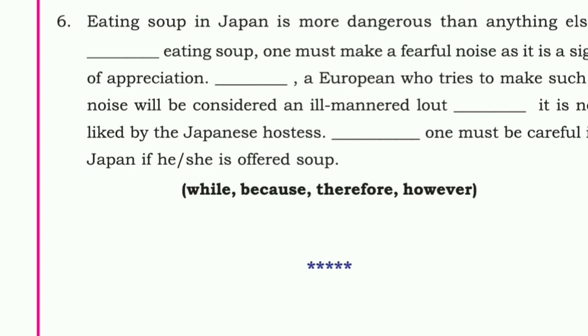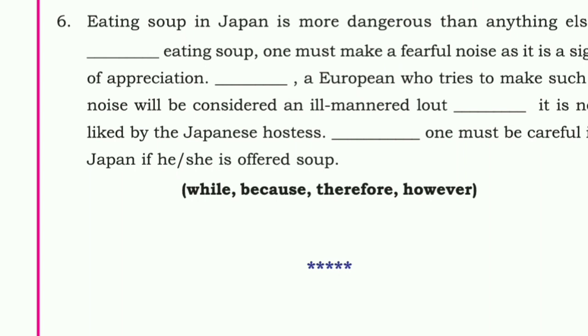Let's look at that. Eating soup in Japan is more dangerous than anything else. While eating soup, look at that, while plus main verb and ing. That is the structure when we use while. And there is another way: while plus subject plus main verb or helping verb and then the ing form of the main verb. While eating soup, one must make a fearful noise as it is a sign of appreciation.